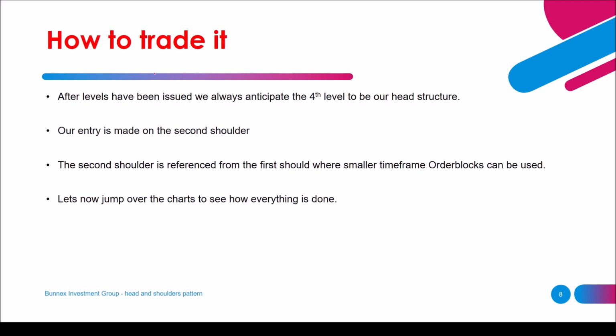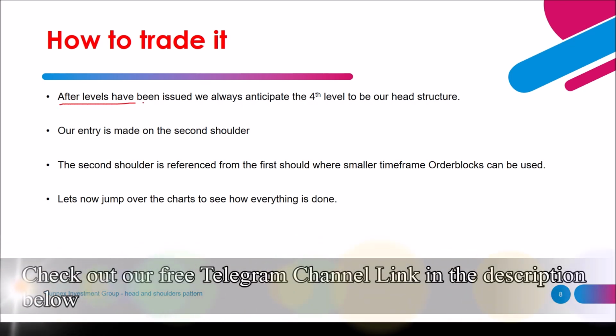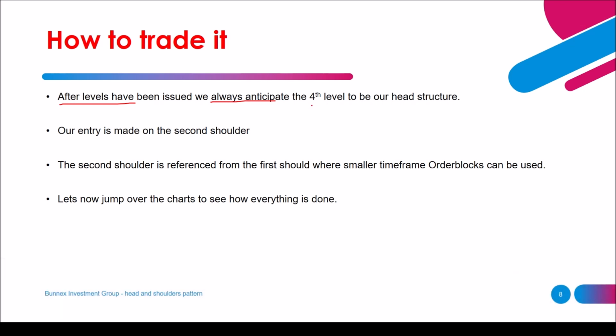So how do we trade the head and shoulders pattern? After levels have been issued, we always anticipate the fourth level to be our head structure, right? Our entry is made on the second shoulder. We've said this structure has 2 shoulders like this, and this is the fourth level or the head structure, and we are anticipating to get our entry at this point.